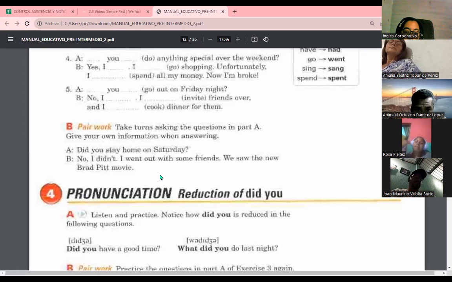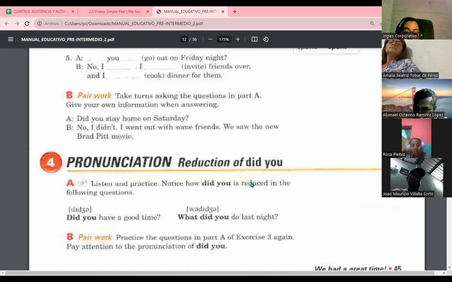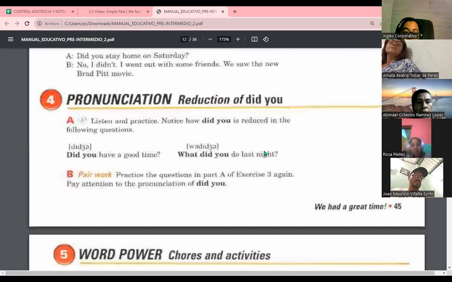We saw the new Brad Pitt movie, ¿ok? We saw, y vimos, the new Brad Pitt movie. O sea, ¿vieron la película de Brad Pitt, verdad? Muy bien. Ok, reduction of did you. Muy bien, acá viene algo, but it's gonna be easy because listen and practice. And then notice, for example, how did you reduce in following questions? Did you have a good time? What did you do last night? Okay, muy bien. Practicing questions in A in exercise 3 again and pay attention to the pronunciation of did you.